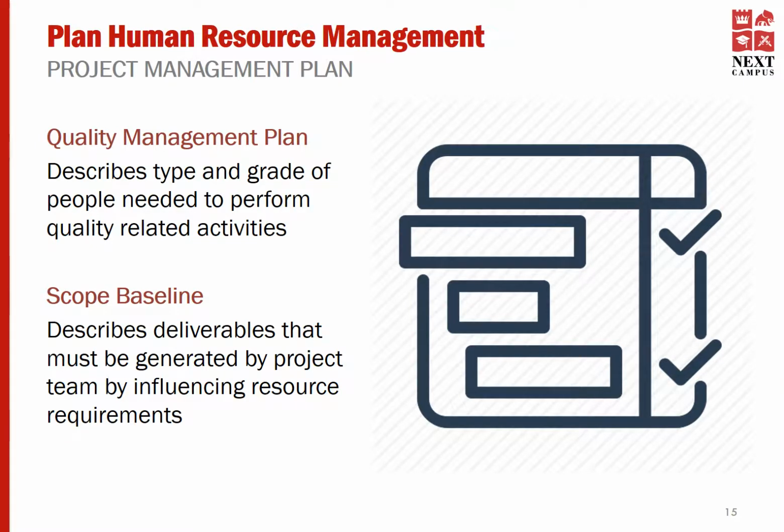Certain segments of the project management plan directly impact the resource management planning, and they include quality management plan. Quality management plan describes the type and grade of people needed to perform quality-related activities to achieve project goals. Scope baseline is also a key input as it describes the deliverables that must be generated by the project team, influencing resource requirements. Based on the scope baseline, the necessary resources could be arranged timely in order to meet the deliverables expected.